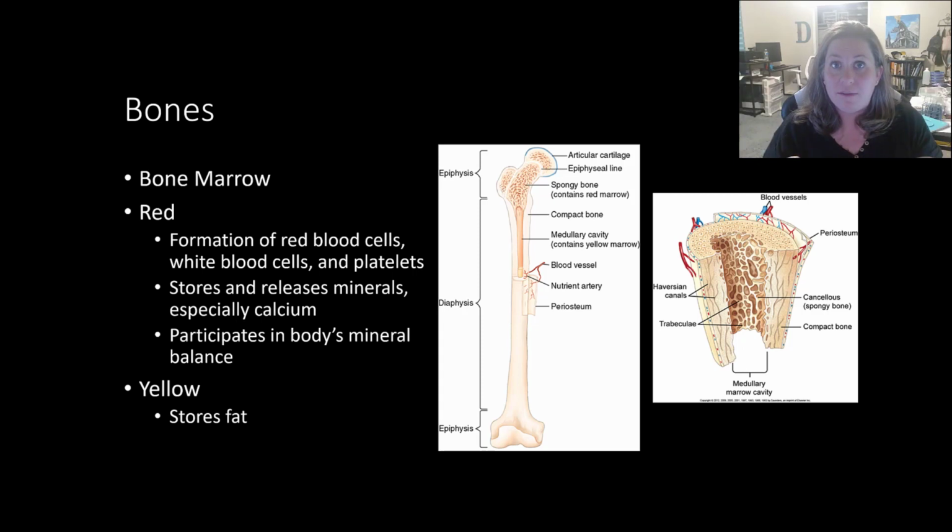Compact bone is on the outside of these bones. Compact bone looks like tree rings. When we talk about that tissue, it's very compact, organized in structures called osteons. Whereas the spongy bone has lots of spaces in it, like a sponge. And so that again is where that red bone marrow is going to be stored.